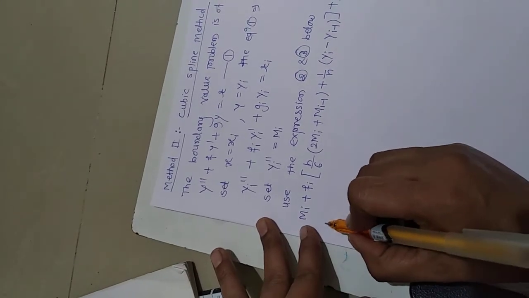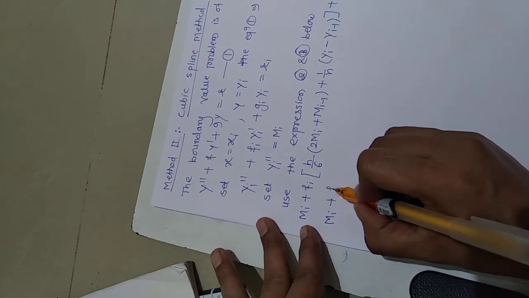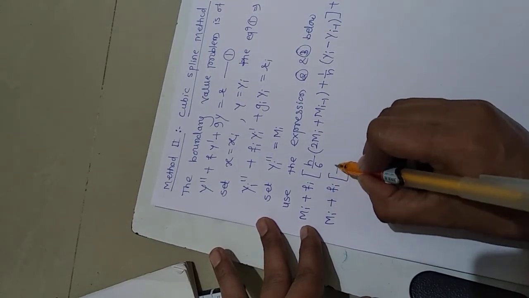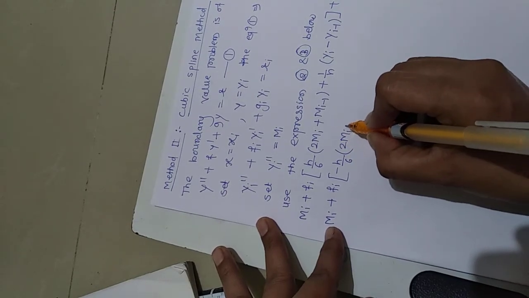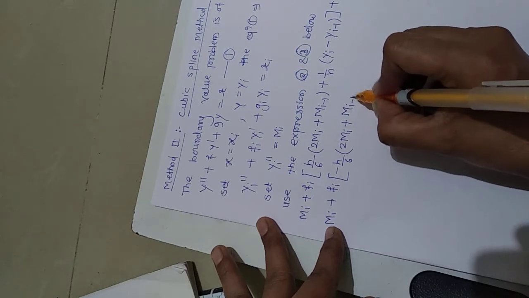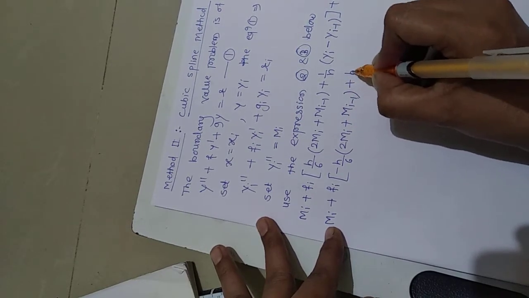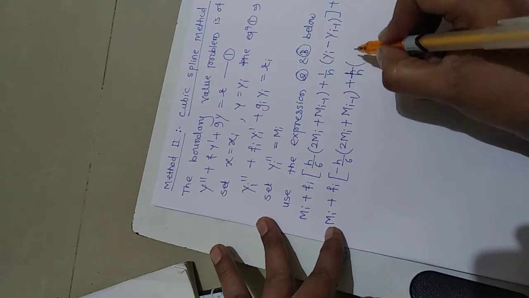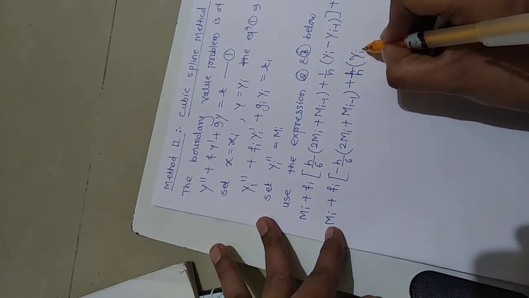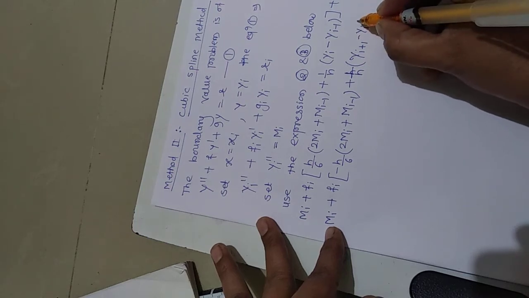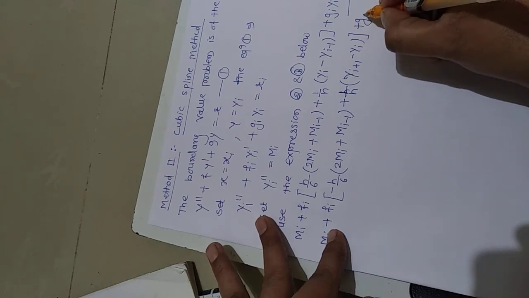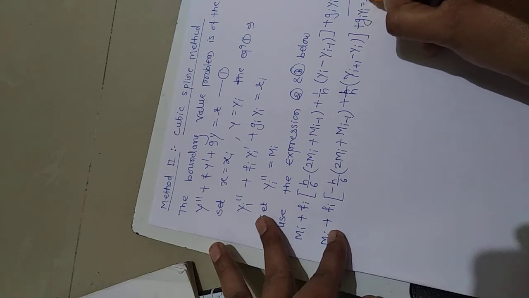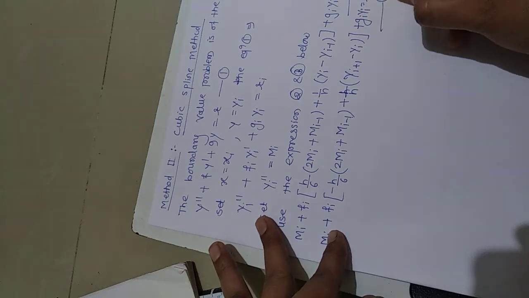Then second, mi plus fi into bracket minus h by 6 into 2mi plus m of i minus 1 plus 1 by h into bracket y of i plus 1 minus yi bracket complete plus g of i yi is equal to ri. That is equation number 3.